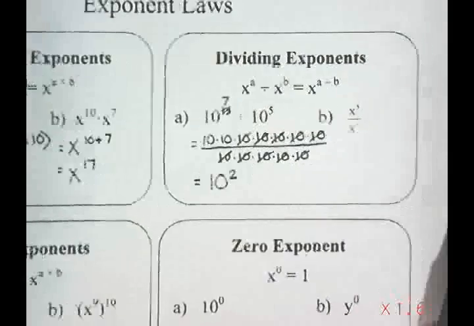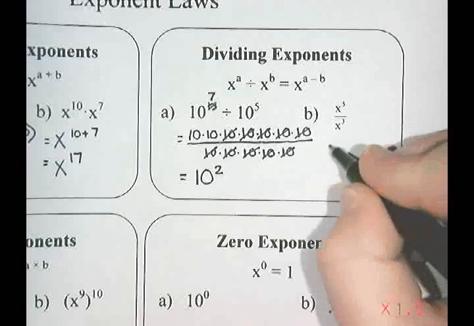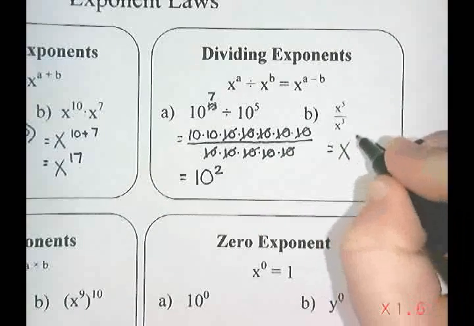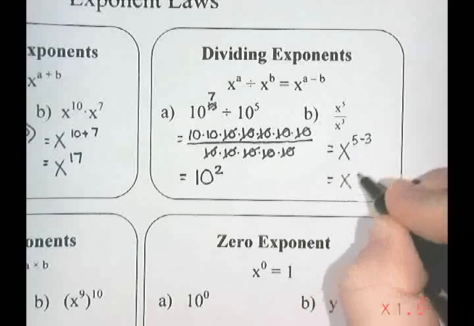So we're going to try that rule on the last question here. So x to the 5 divided by x to the 3. I'm going to subtract. I'm going to do 5 minus 3, which is x to the power of 2.